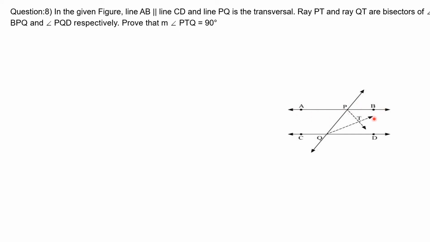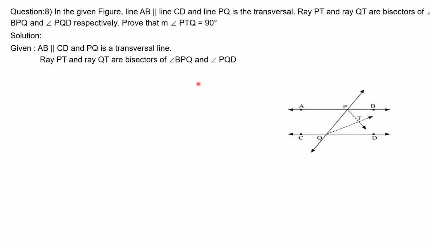See here, line AB and line CD are two parallel lines and PQ is their transversal. So what is the relation between angle BPQ and PQD? Both angles are interior angles. Then ray PT and ray QT are the bisectors of angle BPQ and PQD. A bisector makes two equal parts of a given angle. Now we write here the solution. Given AB parallel CD and PQ is the transversal of given lines, and ray PT and ray QT are the bisectors of angle BPQ and angle PQD.